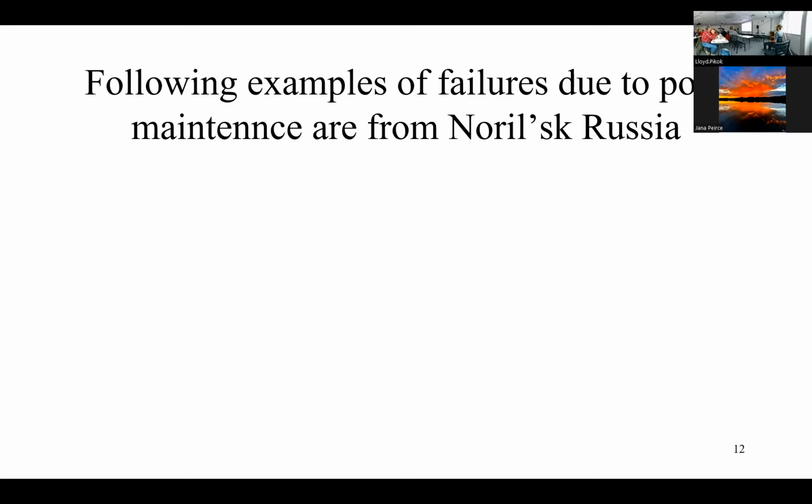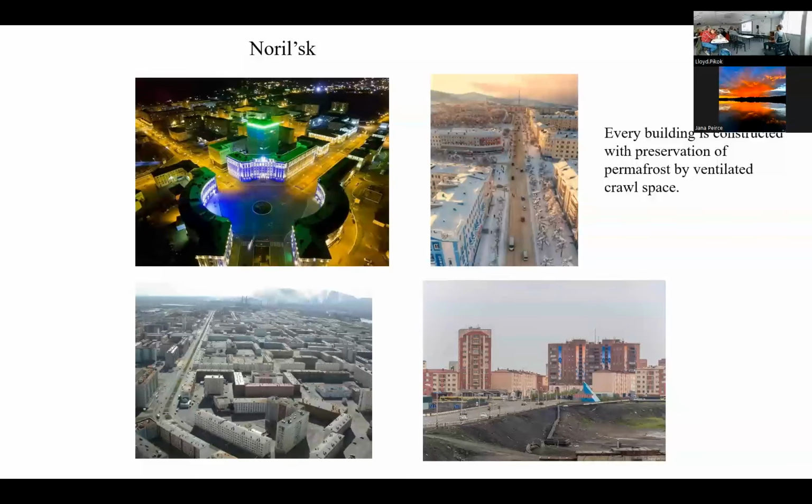The following examples of failure due to poor maintenance are from Norilsk, Russia. Norilsk is a fantastic city. It's maybe the most sophisticated city in the Arctic. When I visited it at the end of the 60s and the 70s, coming from the other side of the Russian Arctic, you felt like you had come to paradise. The construction of this city brought a lot of innovation to Arctic engineering, and everything was okay for a while.